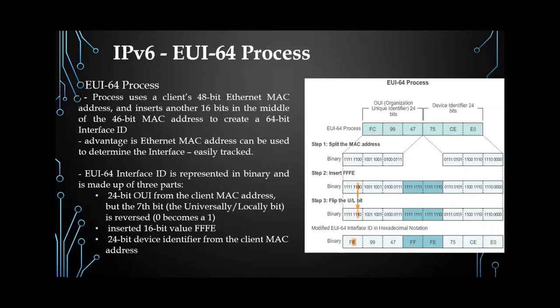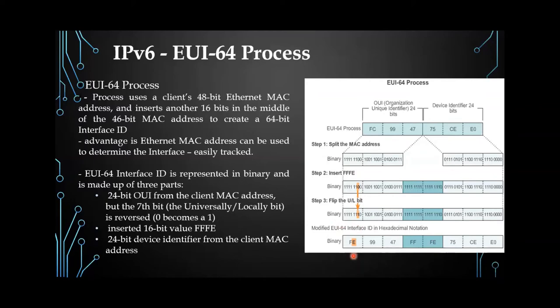So the process is also mentioned over here. One thing that is very important is that the seventh bit of the first 24 bits has to be flipped. Like if it is zero, it needs to be reversed. So for example, it was FC, and when we convert this FC into binary, it becomes 11111100. And when we flip the seventh bit, remember the seventh bit, 0 to 1, it becomes FE.